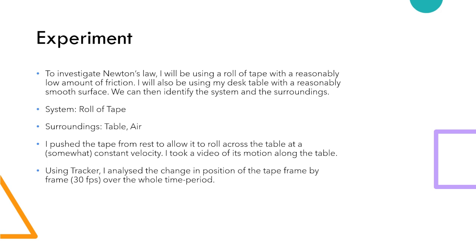For the experiment, to investigate Newton's laws, I'll be using a roll of tape with a reasonably low amount of friction. I'll also be using my desk table with a reasonably smooth surface. For this experiment, the system is the roll of tape and the surroundings are the table and the air. I pushed the tape from rest to allow it to roll across the table at a somewhat constant velocity and took a video of its smooth motion along the table.